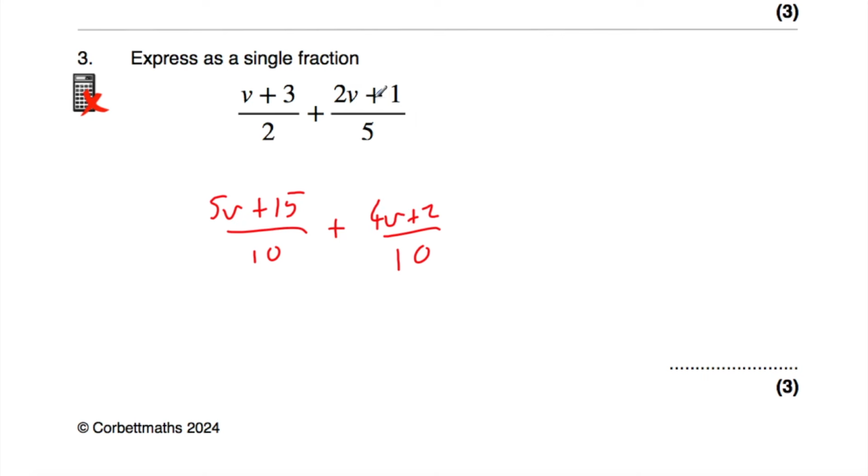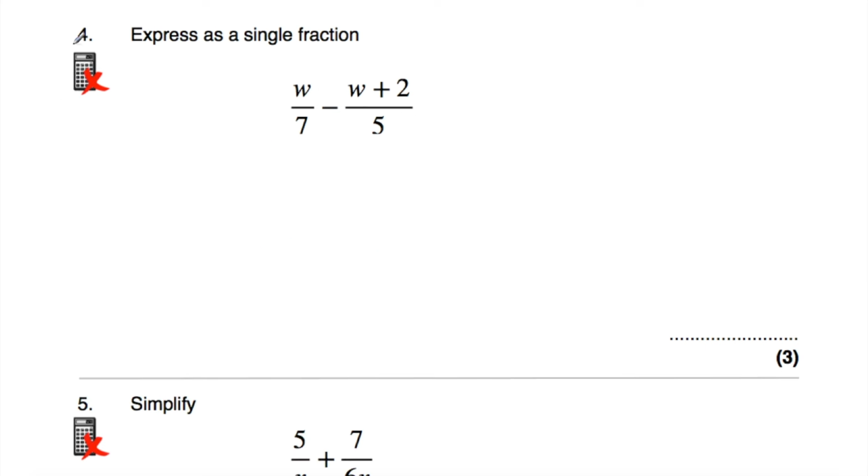doubling both of those. Now we've got two fractions with 10 on the denominator, so we can just add the numerators together. 5v plus 4v would be 9v, and 15 plus 2 would be plus 17, and then the denominator is 10. So the answer would be 9v plus 17 over 10, and that's it. Okay, let's have a look at our next question, question number 4.